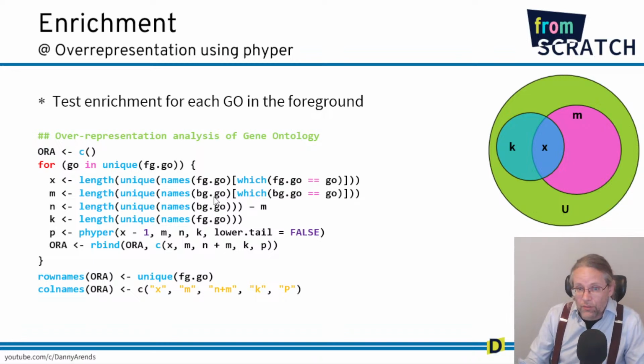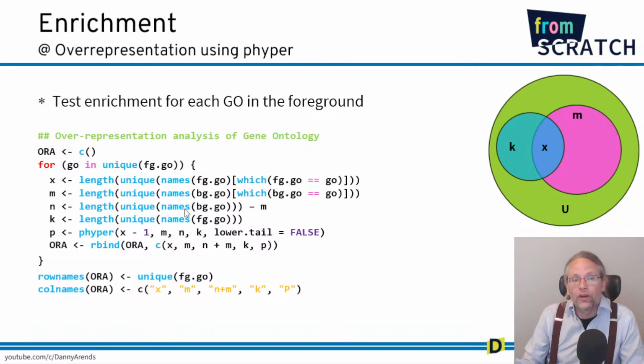I'm going to do the exact same thing for the background. So I'm going to say which background geo is geo, and then use that to select from the names of the background geo. So this will give me M. It will give me all of the probes which have this geo term. I'm going to compute my N, so small letter n, which is U minus M. So this is U, the length of all of the probes in the background set. So I'm going to say names of the background geo, unique, the length, and then subtract M from it to compute N, which is everything outside of M.